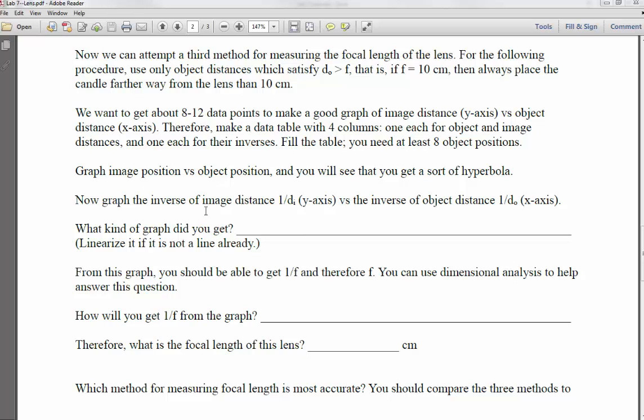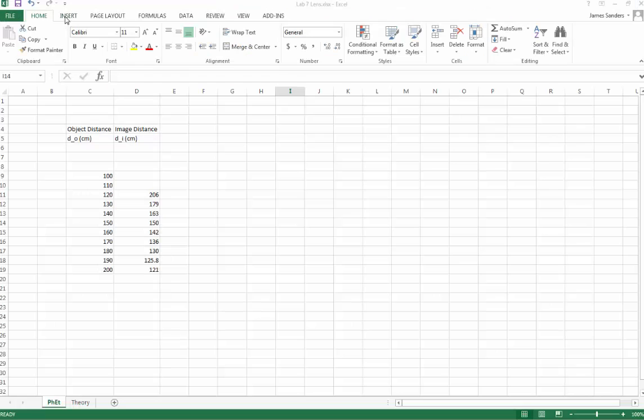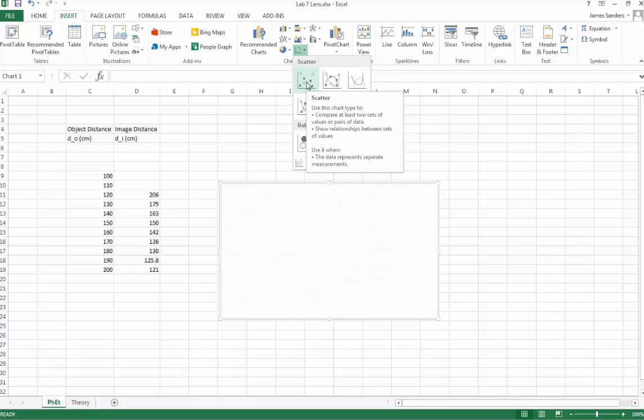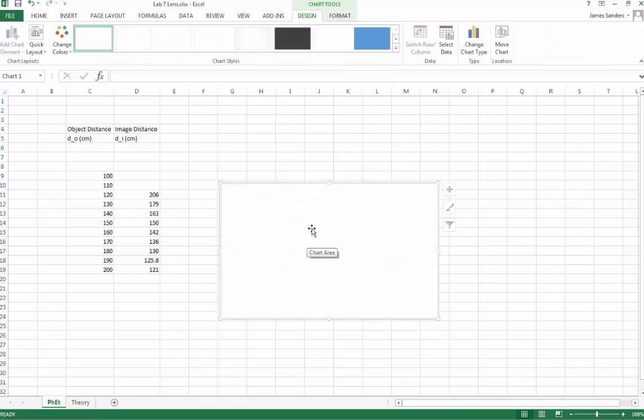What we're supposed to do is graph the inverse of the image distance to the inverse of the object distance. So 1 over di versus 1 over do. So let's look at what that is. I'm going to go ahead and put in a graph. So I went to Insert. Here is Charts. The one I want is the Scatter chart. So I select Scatter chart like this.